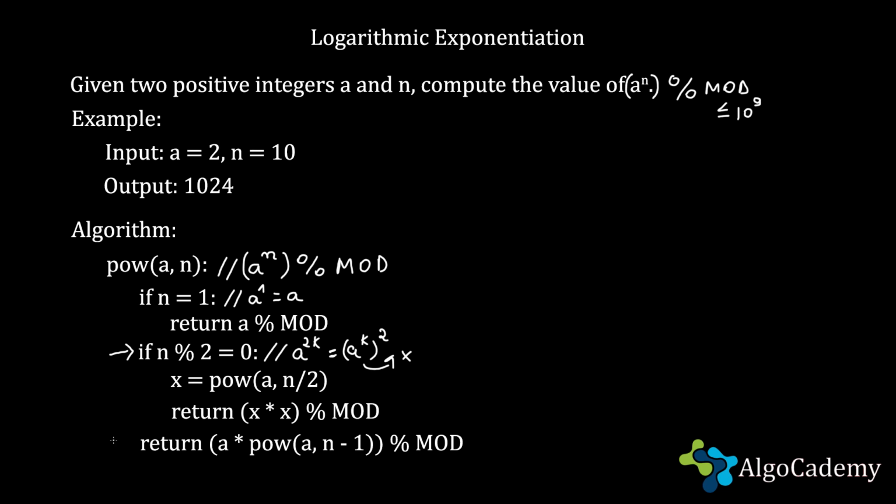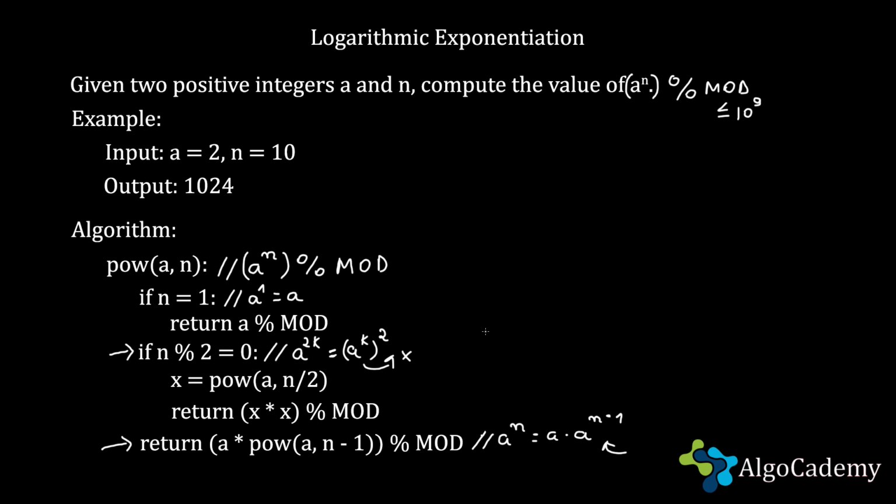Now, if I am here, then n is greater than 1 and it is odd. What I will do here is write a to the power of n as a times a to the power of n minus 1. A to the power of n minus 1 will be computed using the function. So I'm going to call pow of a and n minus 1, multiplied by a, and everything modulo mod. Awesome. Now this is our algorithm.